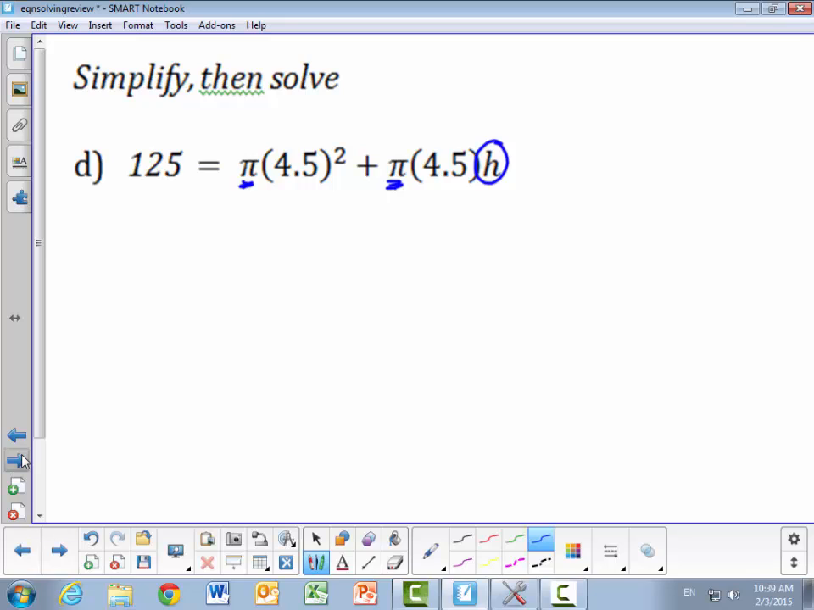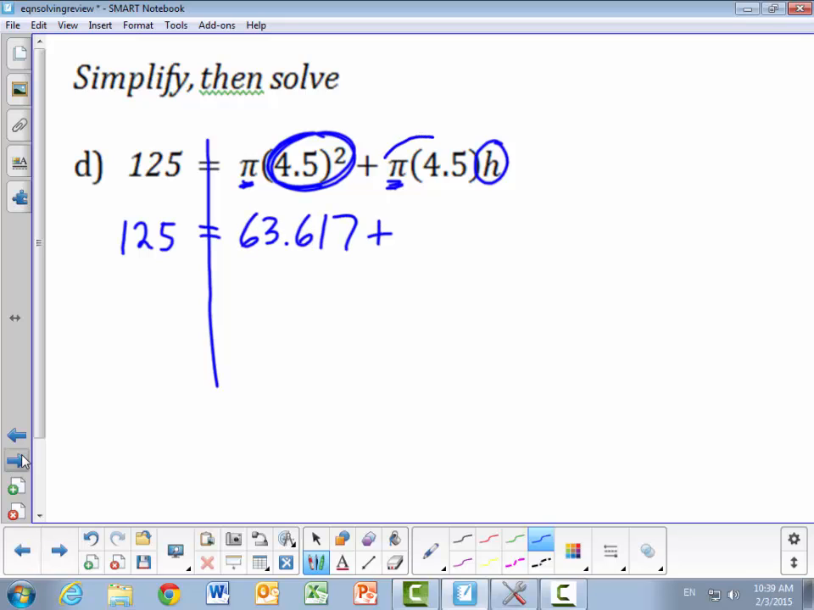So first thing is, make my wall. I still have 125 on this side. I want to do BEDMAS, so I want to do exponents first. So 4.5 squared. And then I want to multiply that by pi. So on my calculator, I do 4.5 squared, and then I multiply by pi, and I get 63.617. And then over here, I want to multiply pi and 4.5. And when I do that, I get 14.13. And that's still multiplied by h.